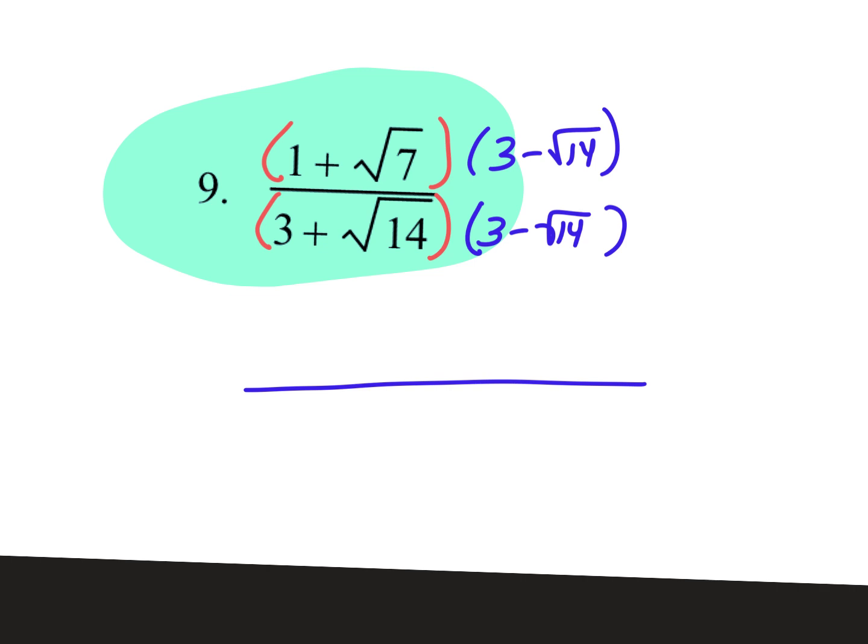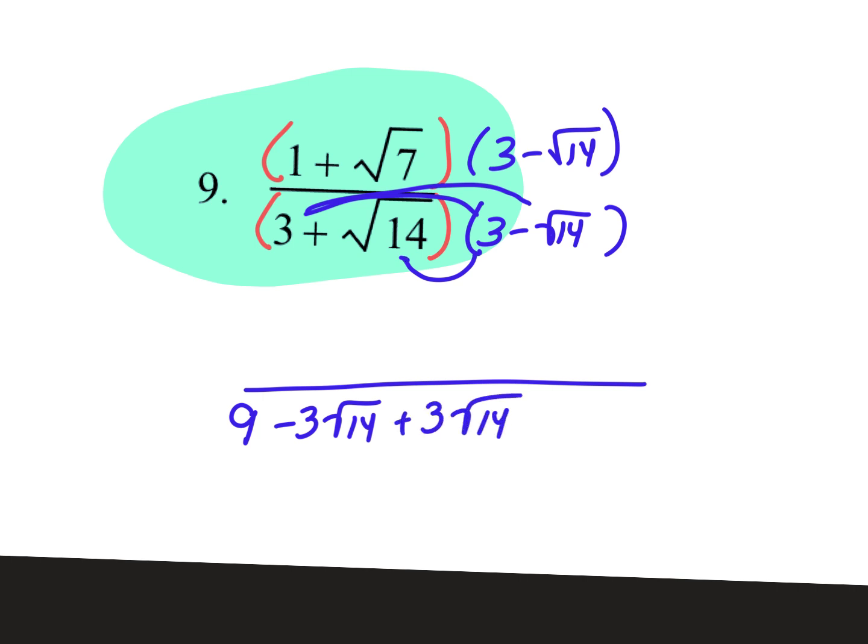So let's FOIL. What is 3 times 3? 9. 3 times negative square root of 14? Minus 3 square root of 14. Perfect. What's the square root of 14 times positive 3? Plus 3 square root of 14. Awesome. And then what's a positive square root of 14 and a negative square root of 14? Yes, it's the 196, right? Which is, square root of 196 is 14. All right, so this is minus 14.